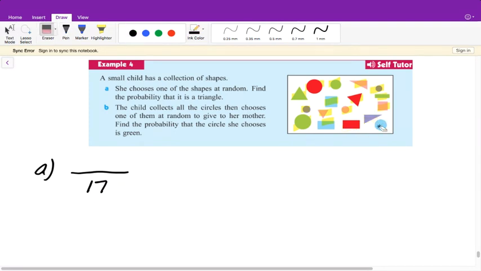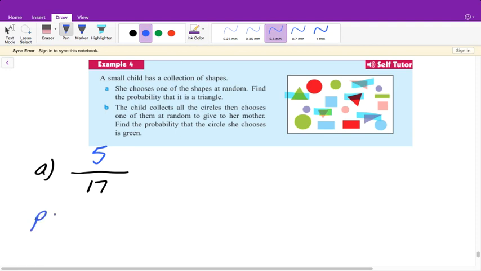And now, it doesn't say anything about colors. It just says simply that it must be a triangle. So I'm going to go through and count all the triangles. Well, that's a triangle, that's a triangle, so we're at 2, 3, 4, 5. So I'm at 5 triangles. That means the total number of outcomes that we want, if this was a game that we could win, we have 5 different ways that we can choose a triangle.